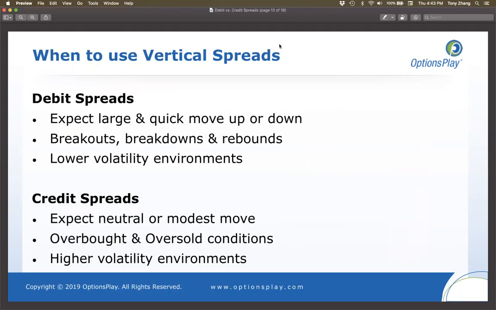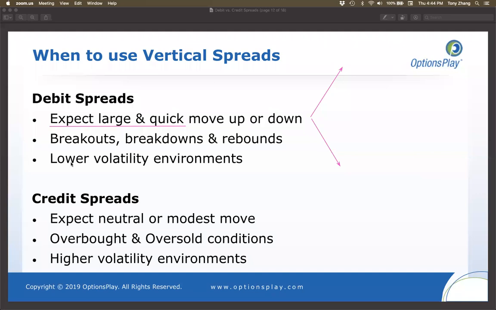So, because debit spreads are like buying calls and puts, they are useful for when you expect a large or quick move in one direction, meaning you either think the stock is going to make a big move to the upside, or you think the stock is going to make a big move to the downside. That's when you want to buy a debit spread. This is useful for when the stock breaks out to all-time highs and you think it's going to run away, or breaks down below a major support level and you think it's going to come crashing down, or if the stock rebounds off of a support or resistance level and you think you're going to get a very quick move off of that level.